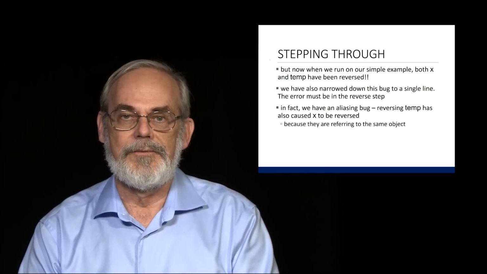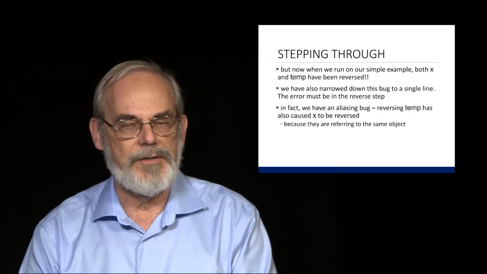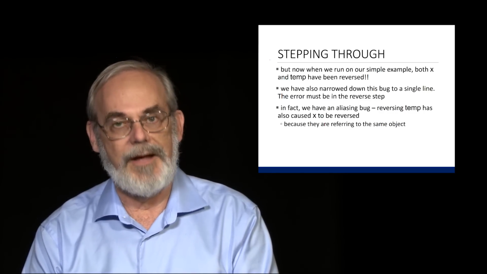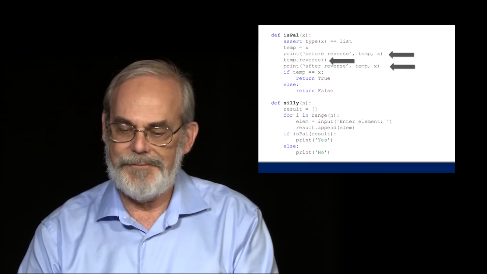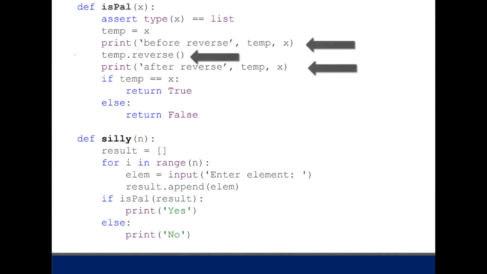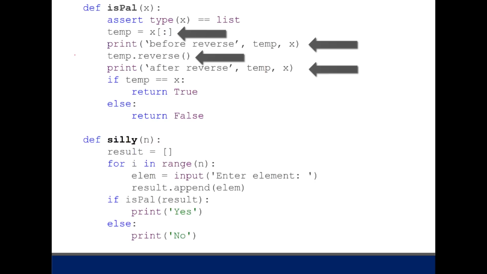The problem is we've got an aliasing bug. Reversing temp has caused X to also be reversed. And that's because they're referring to the same object. And I can see that in the code. What did I do? I said, let temp equal X. Oh yeah, that's pointing back to exactly the same structure as X. So when I reverse temp, I reverse X. I've got an aliasing problem. There's an easy fix. And that easy fix is to make a copy, to clone X before I do temp.